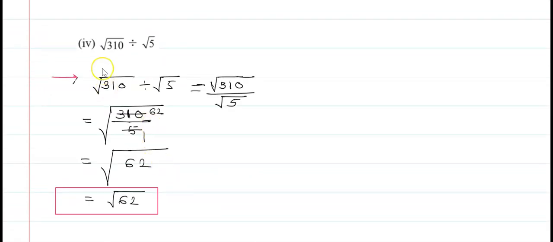Now next is root of 310 upon root of 5. Again, both of them have the same order, therefore we can write root of 310 upon 5. You can divide this with the help of 5, then you will get root of 62, and therefore root of 62 is the simplified form.